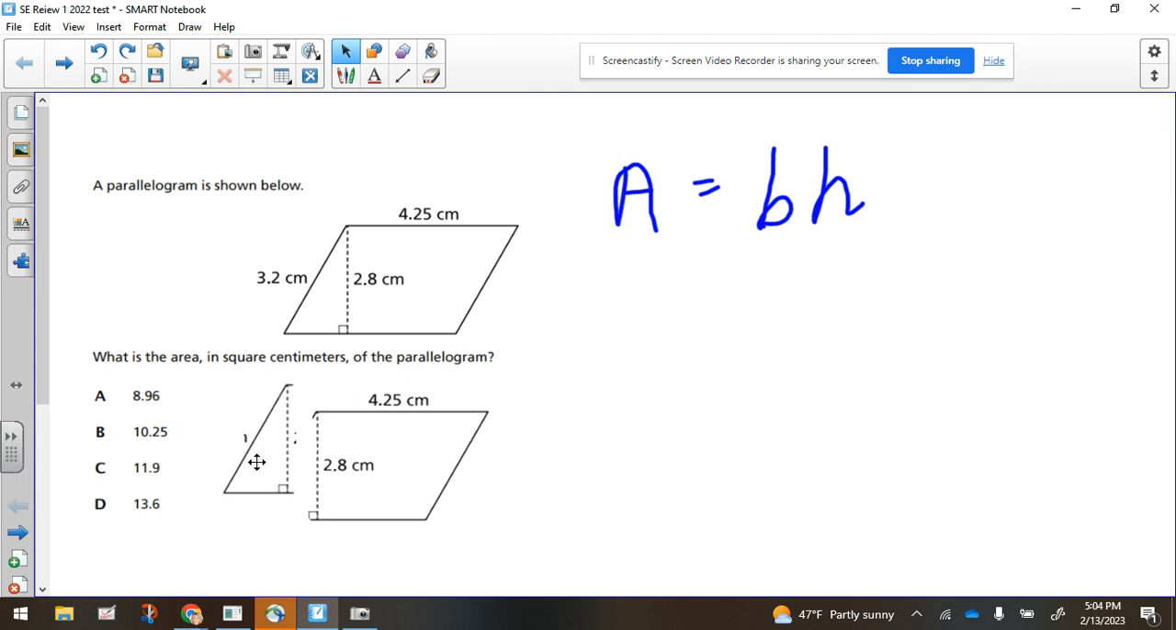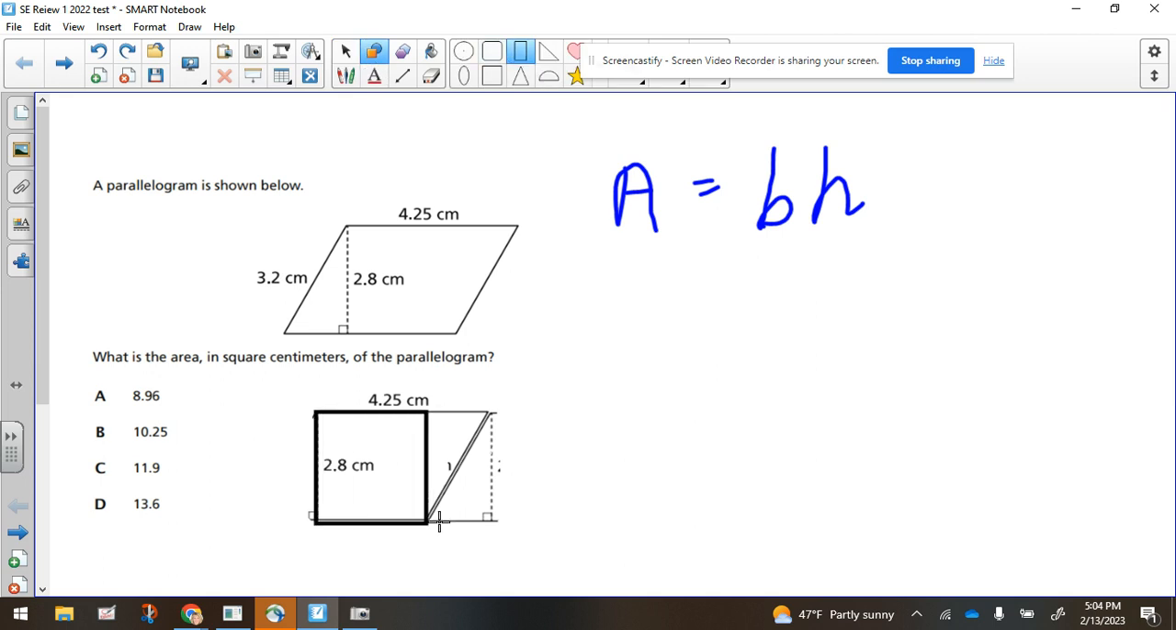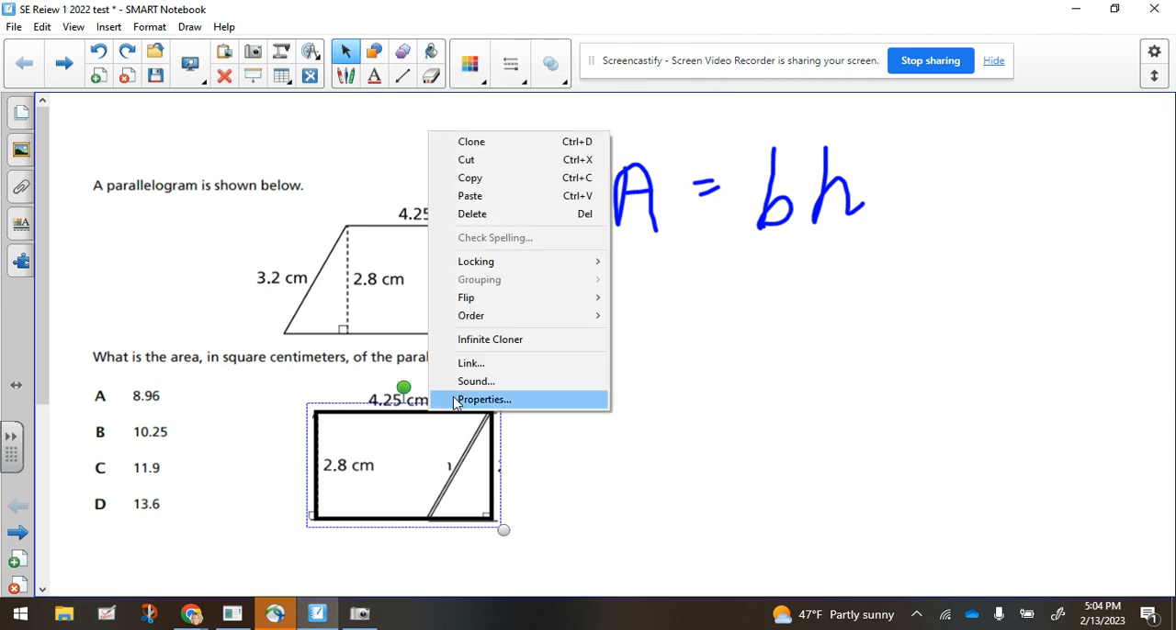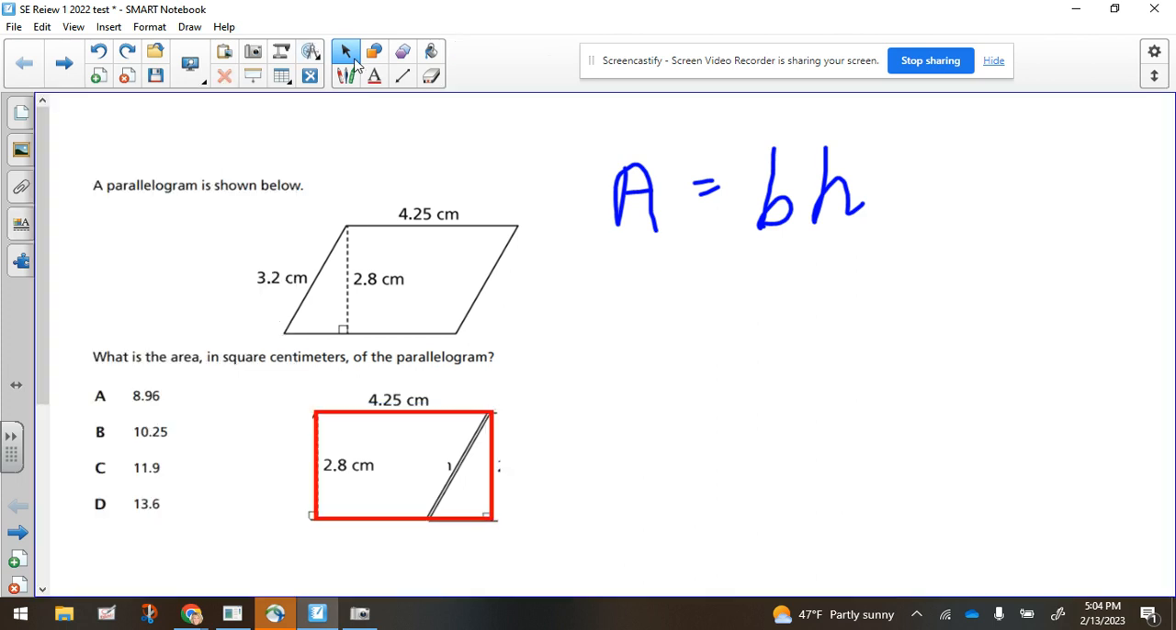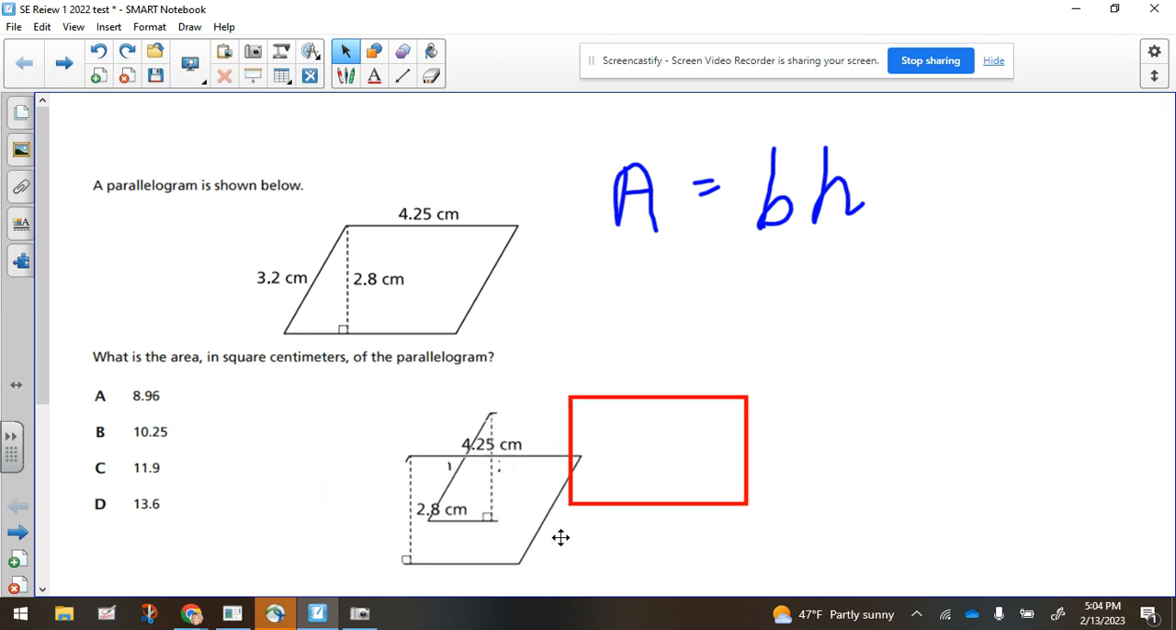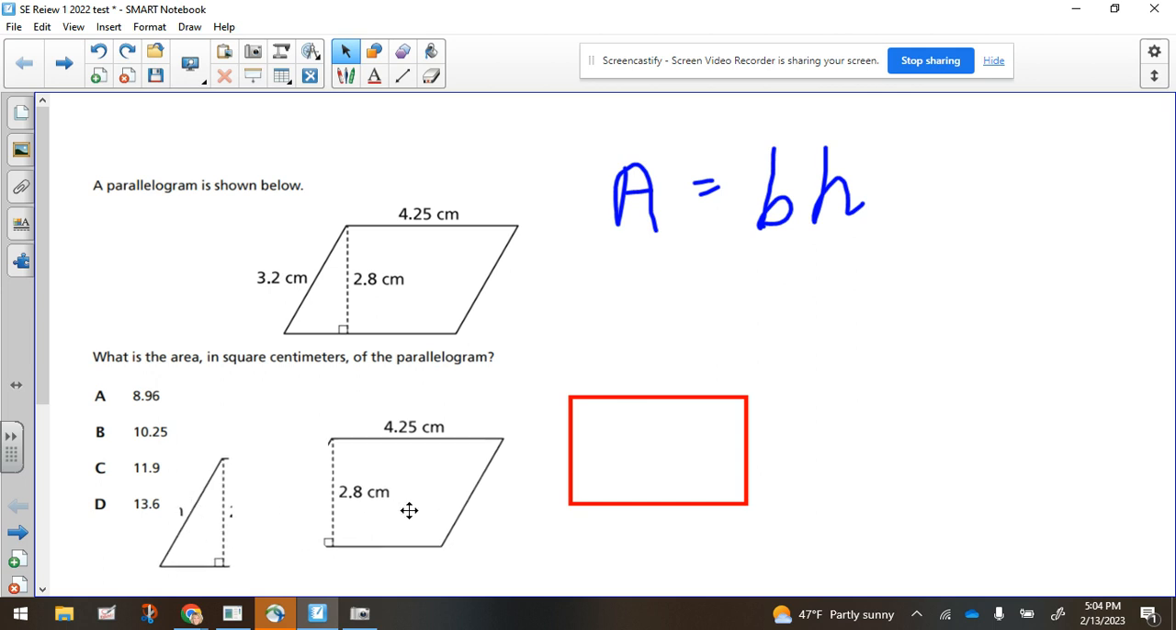Now let's explore why this formula works. If I take this triangle and I cut it off and I move it over here and examine what I'm talking about, I'm just going to trace over that with this tool here. Now, what is this thing that I just created? Let me make it a different color so we can see it and pull it away. This is a rectangle, is it not? That's a rectangle.